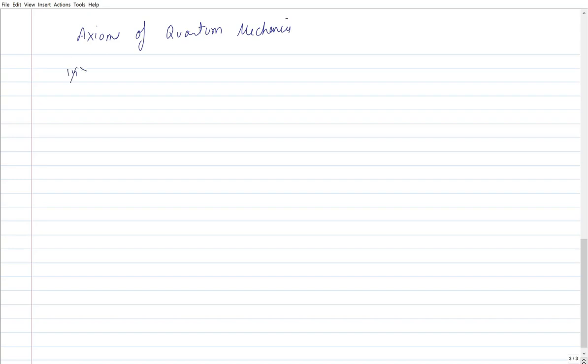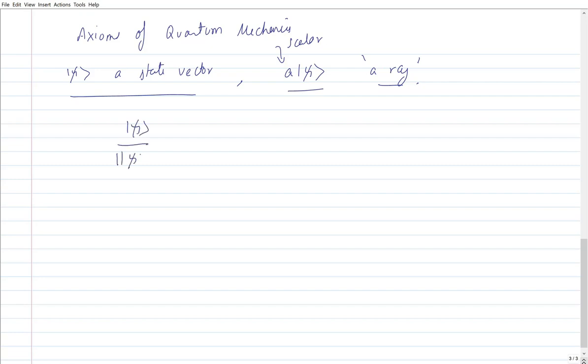So this was our state vector, and this is equivalent to this, which we call a ray. So these state vectors describing a quantum mechanical system are equivalent up to a scalar. We usually deal in normalized vectors, so I'm going to represent it by this. And any particular phase I can tack along represents the same state.